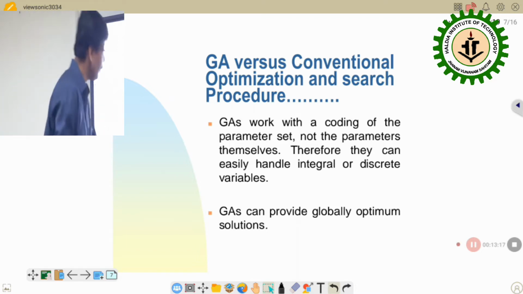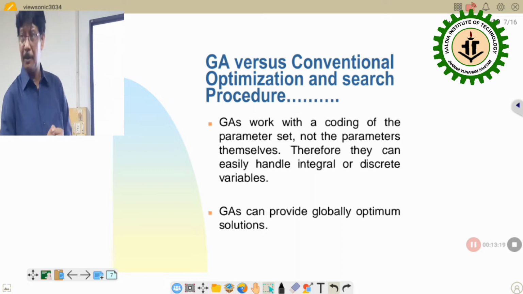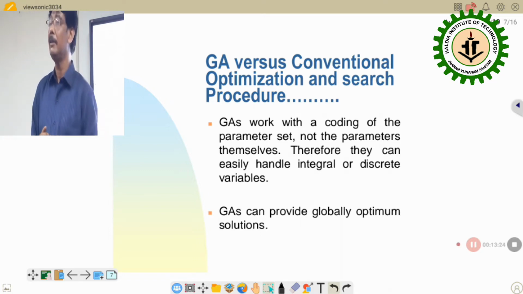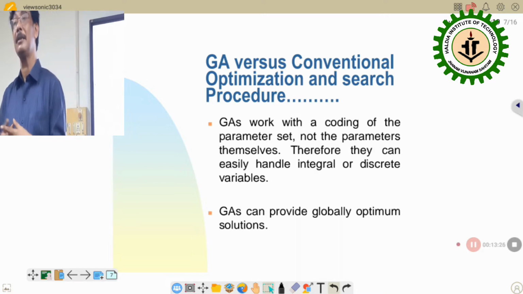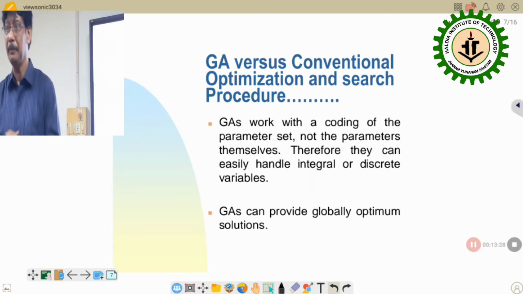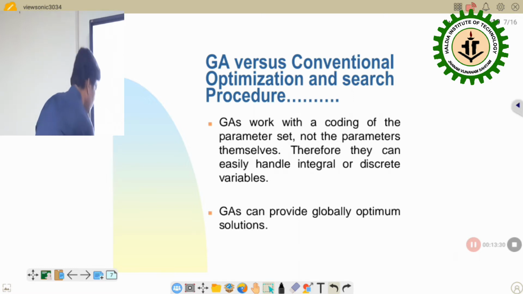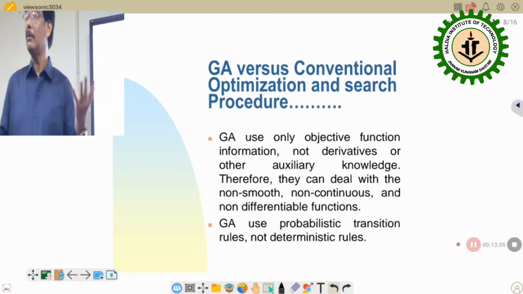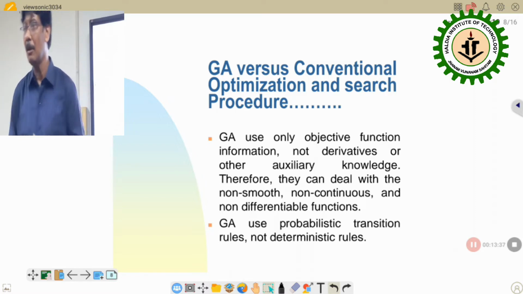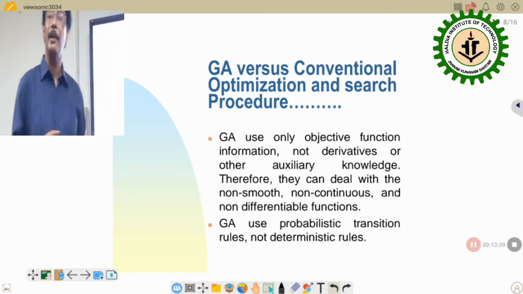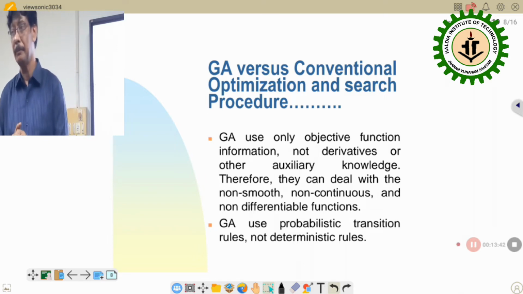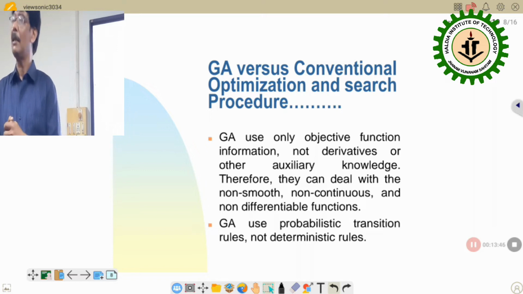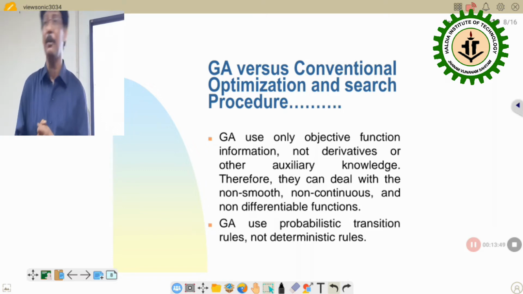GAs can provide globally optimal solutions. That I told you is one of the main advantages of GA, that it will give you the global optimal solution for a given range. Objective function means the function that we exactly want to optimize. That is called the objective function. And from the objective function, we have to evaluate the fitness value. Whose fitness value is less, that is the worst. They will not survive for the next generation.